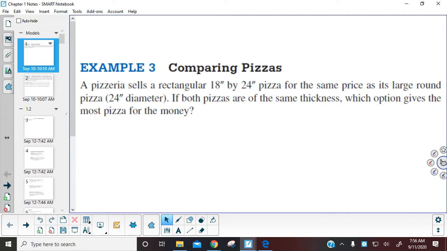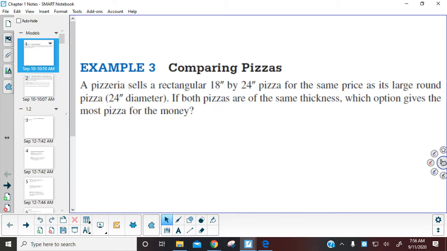So first off, in this example, you have a pizzeria that sells two different types of pizza. One is rectangular, and one is a large round pizza. Notice it does give you the dimensions. What if both pizzas are of the same thickness? Which option gives you the most pizza for the money?